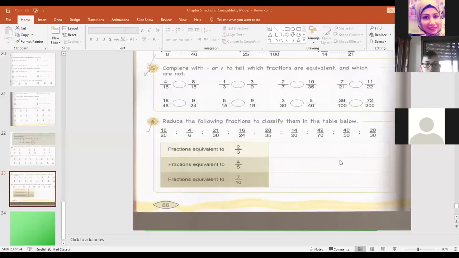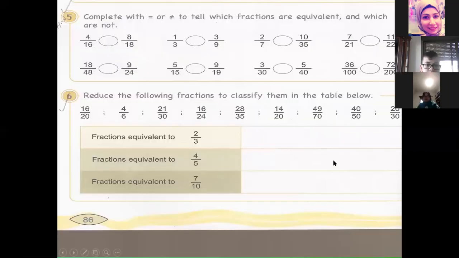Open your math books, page 86. Okay. Yes, Arij. Yes, yes, I know. Let's start doing exercise 6, page 86.